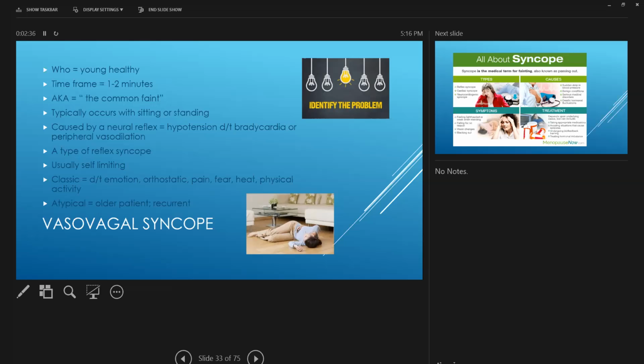It's called the common faint. Usually it lasts for a couple minutes max before they come back. These are usually diagnosed in young, healthy people. It is also a diagnosis of exclusion, so we need to exclude more insidious causes of syncope, and then we can start to assume that maybe it was just a vasovagal syncope.